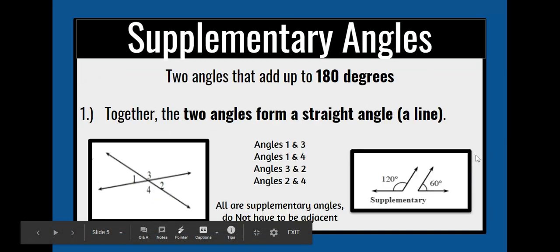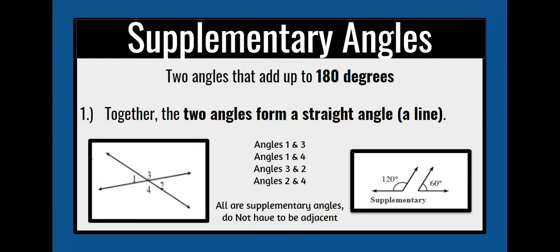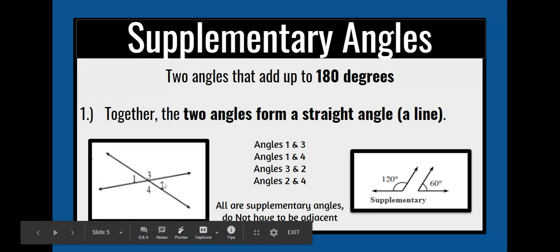Which brings us into supplementary angles. Those are two angles now that add up to 180 degrees. So they form a straight angle or a line together. When you add the two angles up, you form a line. So here with the same diagram I just used for the vertical angles, angles 1 and 3 are forming this line here. So they're supplementary. Angles 1 and 4 are forming this line here. So they're supplementary. 3 and 2 are forming this line.